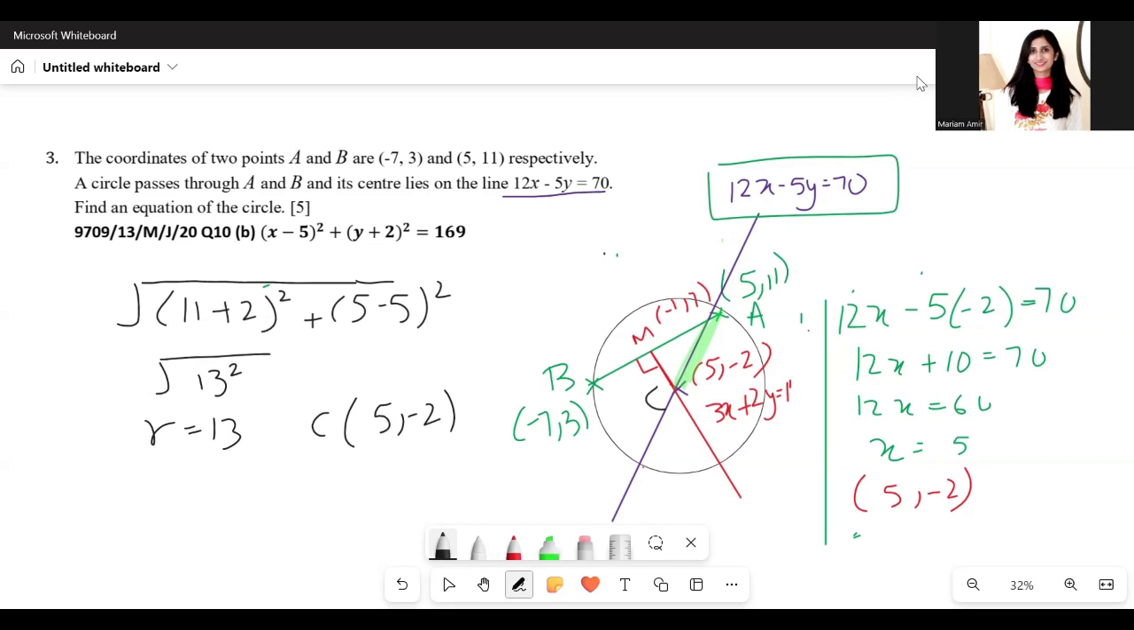Now let's form the equation. We know it's x, change the sign of the x coordinate, minus 5 whole square, plus bracket y, change the sign of this y coordinate, plus 2 whole square equals radius squared. So you'll write 169.